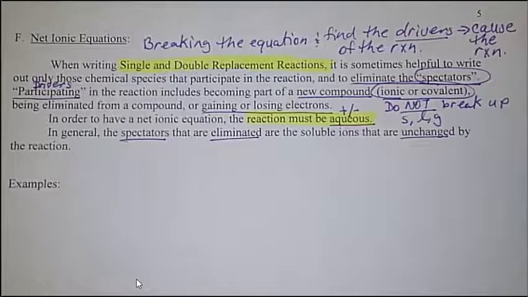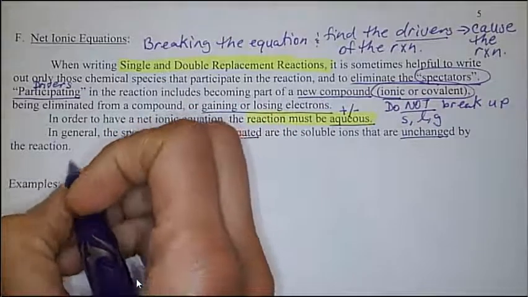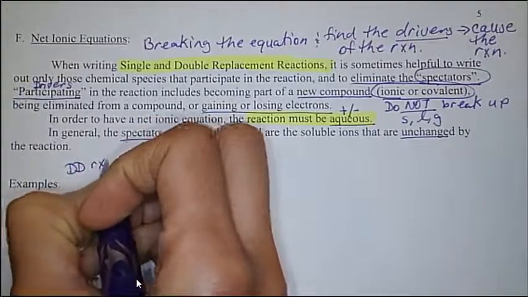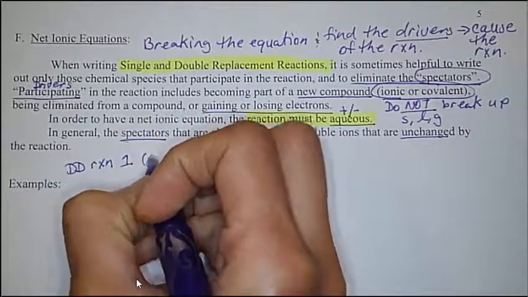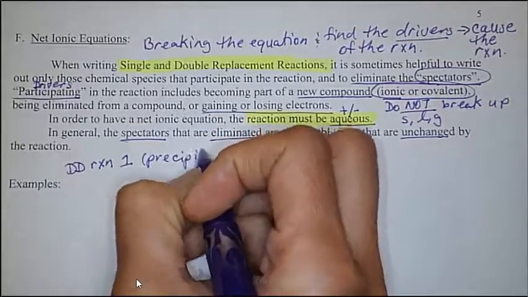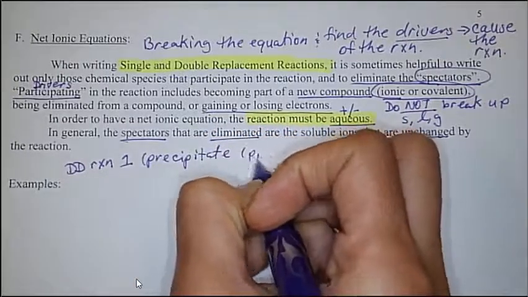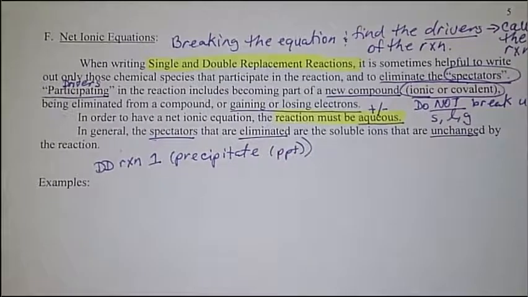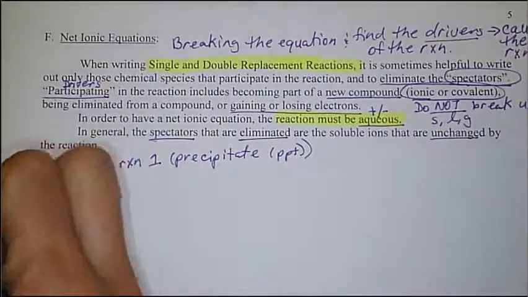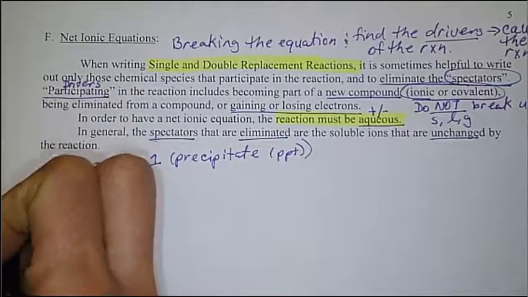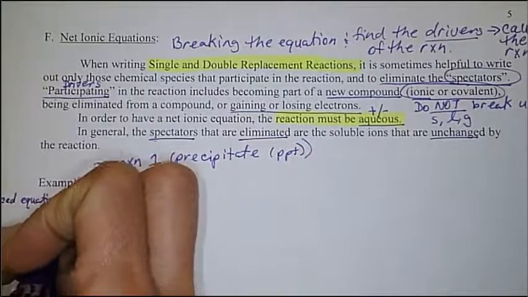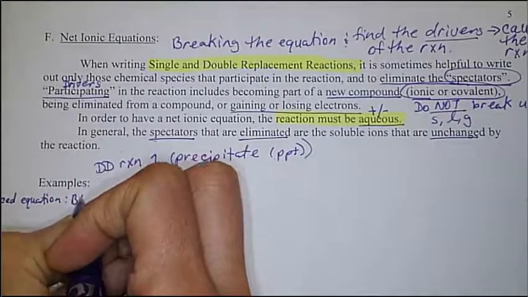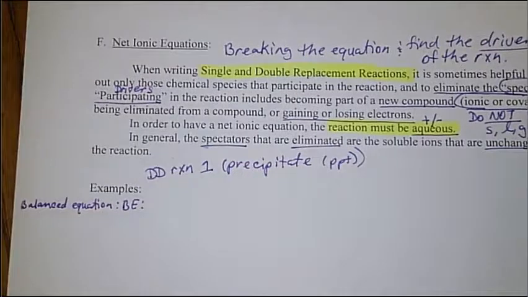Okay? So the example that I'm going to do for you today is a part of your notes, and it is double displacement reaction number 1. This is the one where you form the precipitate, or PPT. We're going to be using our solubility chart to look at this. All right. The first thing we're going to do is write a balanced equation. So go ahead and write balanced equation. This is how I want you to break it down on the test also. So this is your BE.